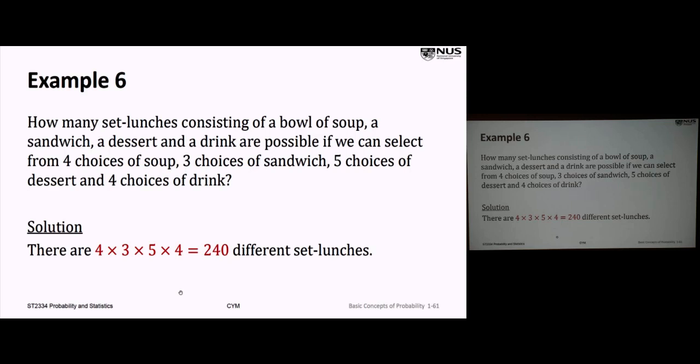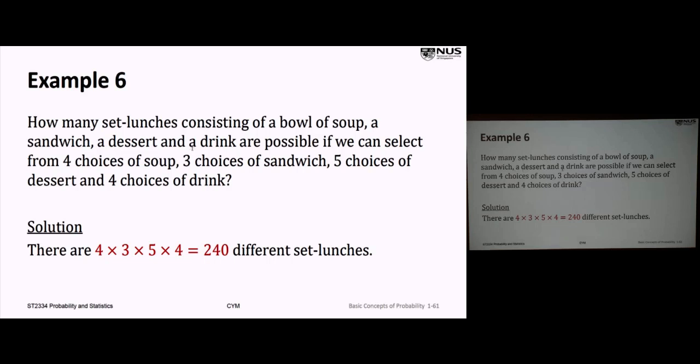So in this question, you have a set lunch. You can get some soup, a sandwich, a dessert, and a drink. So basically we have 4 possible soups, 3 sandwiches, 5 desserts, and 4 drinks. And the question is, how many different set lunches can I have? This one is relatively more straightforward because the sequence of experiments or trials, soup, sandwich, dessert, and drink, are clearly stated.